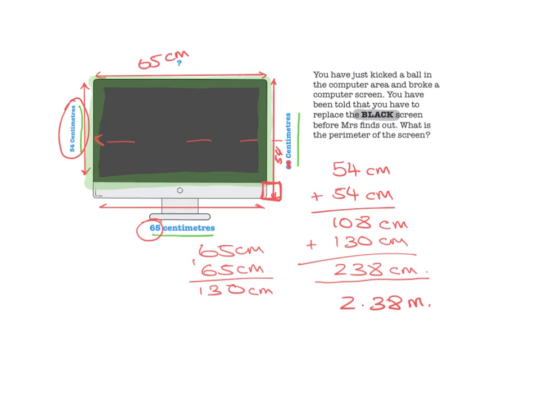Okay, so that is the perimeter of the screen that we need to replace, because we only broke the black screen. We didn't break any of the rest of it. So we can keep this part, and not worry about it.